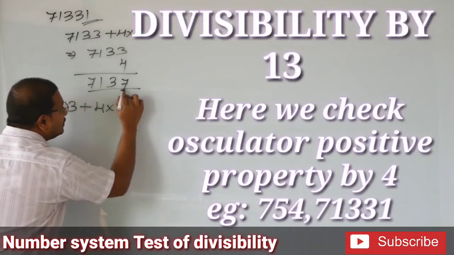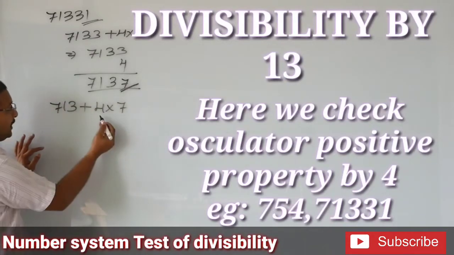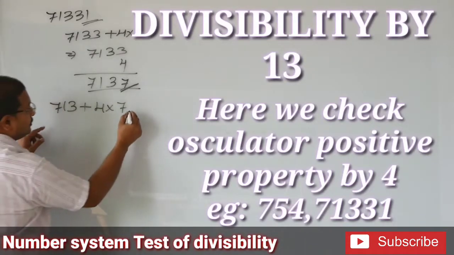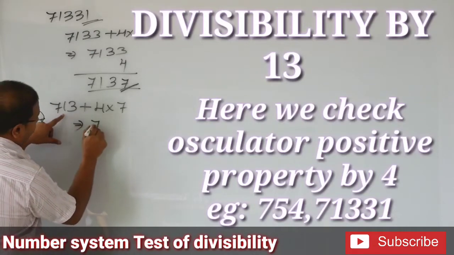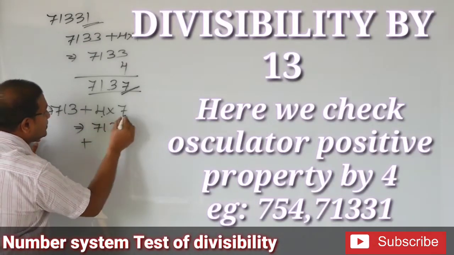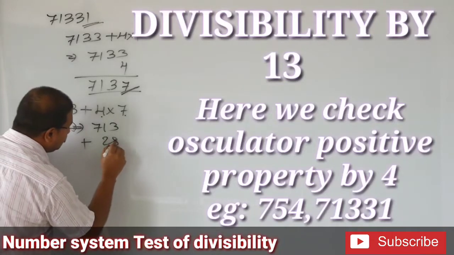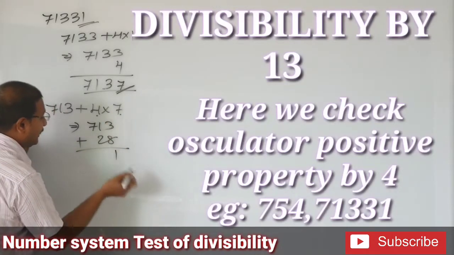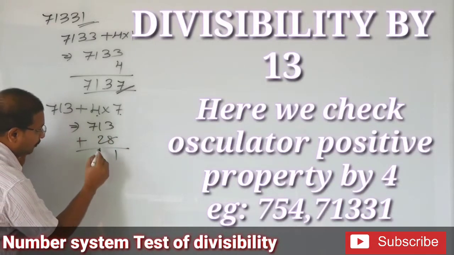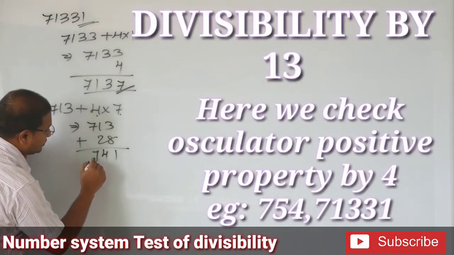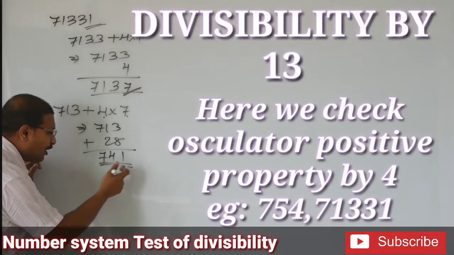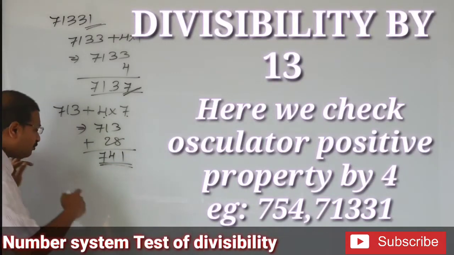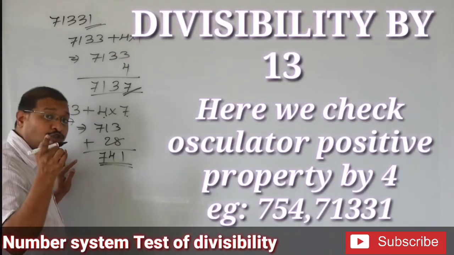I hope you can understand. The last digit is replaced by 4 times it. That means 713 plus 4 sevens are 28. Ready? Now we'll add it. That means 3 plus 8, that is 11, 1 in hand. 1 plus 1, that is 2, plus 1 more, 3... that gives 741. Now 741 is a bit bigger number, so we'll try again by the positive osculator property by 4.